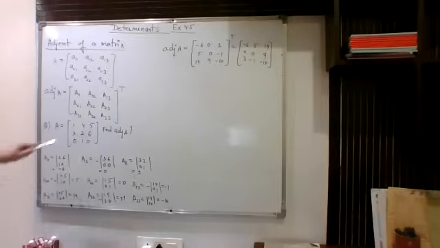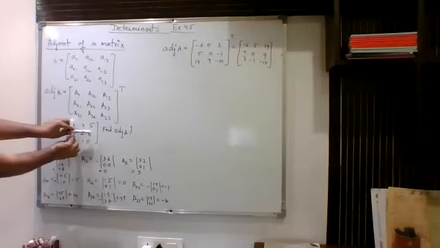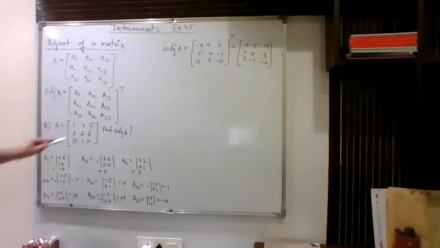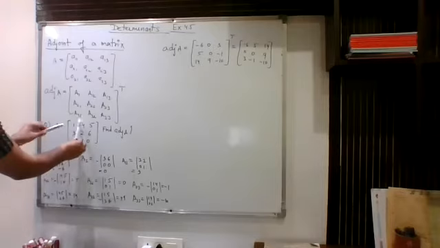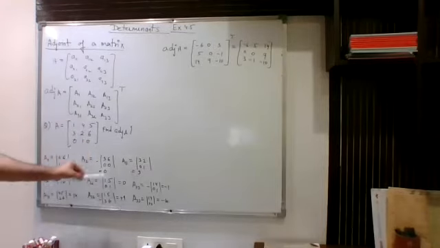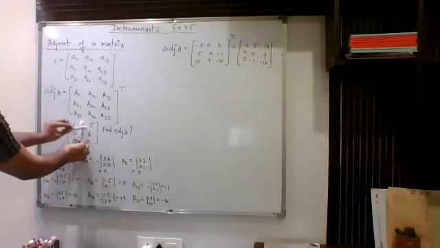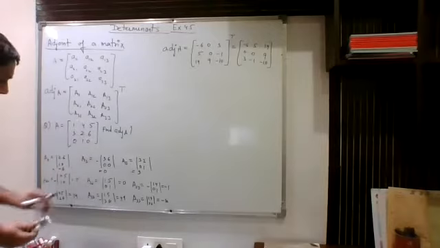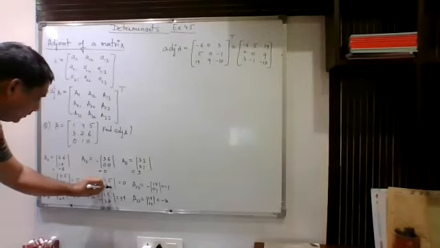So A21 means this element 3. Just ignore its row and column and write down [4 5; 1 0], and do the calculation. This is what you will get. Then A22. A22 will be this element 2 that you are considering. Delete the row and column along it, so you are left with [1 5; 0 0]. We had written 1500, and your answer is coming out to be 0.